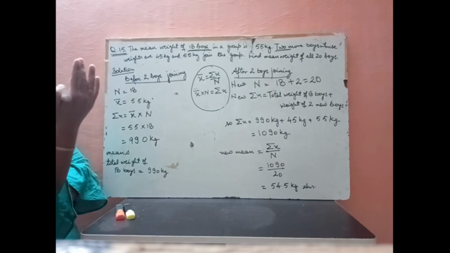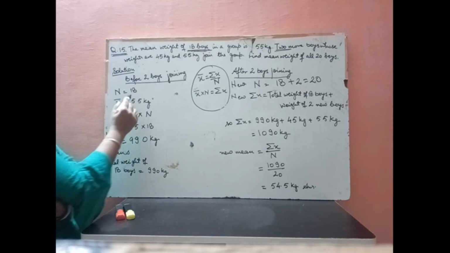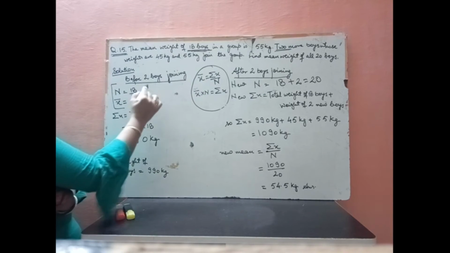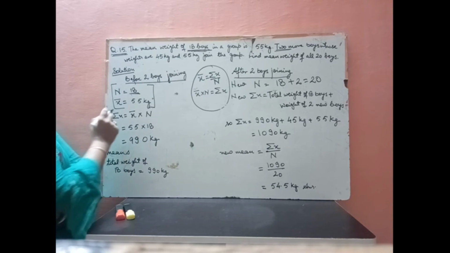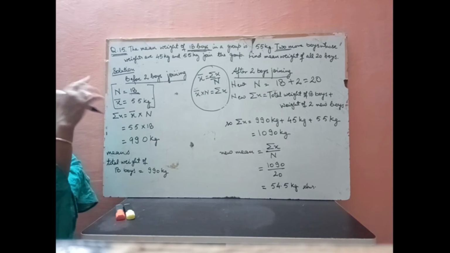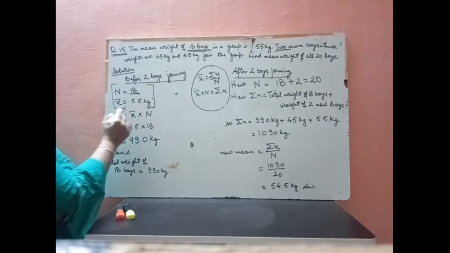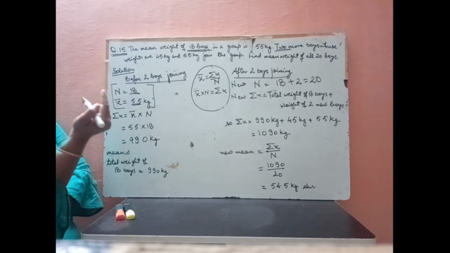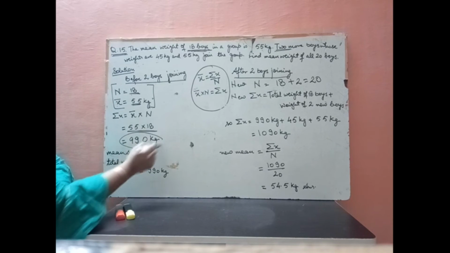When the boys were 18, that means number of observations is 18 and the mean is 55 kilogram. So we have got these two values. Number of observations, capital N, is equal to 18 and mean is 55 kilogram. In other words, we can say that on average, weight of each boy is 55 kilogram. So what will be the weight of 18 boys? Weight of 18 boys will be 55 multiplied by 18, that means 990 kilogram.